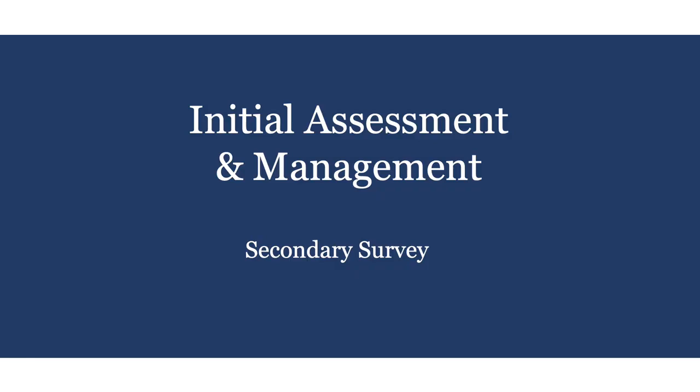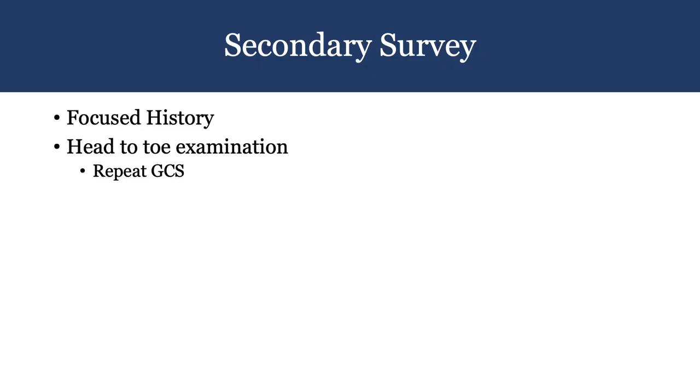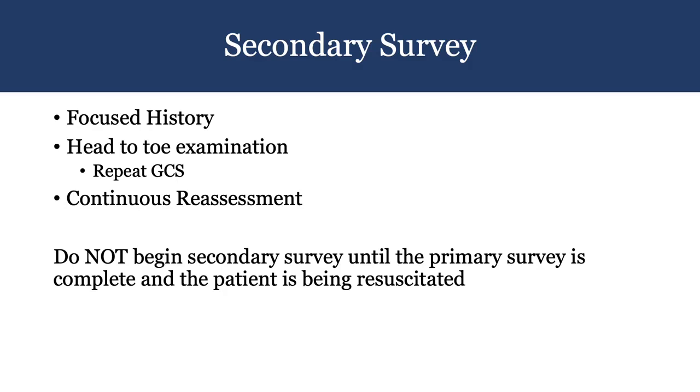So after the primary survey, we do the secondary survey for the initial assessment. And the secondary survey usually entails a focused history and a head-to-toe analysis of the patient. In the secondary survey, we usually repeat the GCS, the Glasgow Coma Scale, and we continuously reassess our patient. Please do not begin the secondary survey until the primary survey has been completely sorted and the patient is well resuscitated. As you can decipher, this could go on until you have done surgery and sorted causes of hemorrhage.